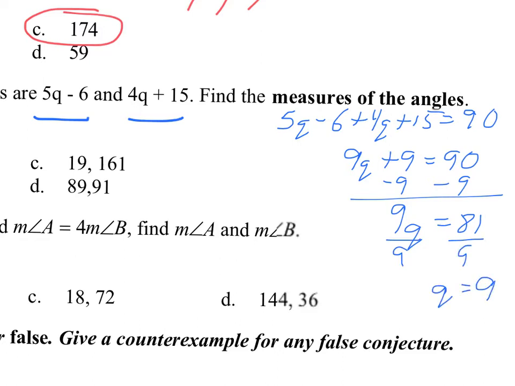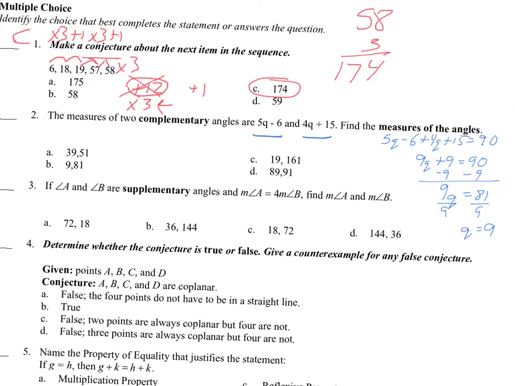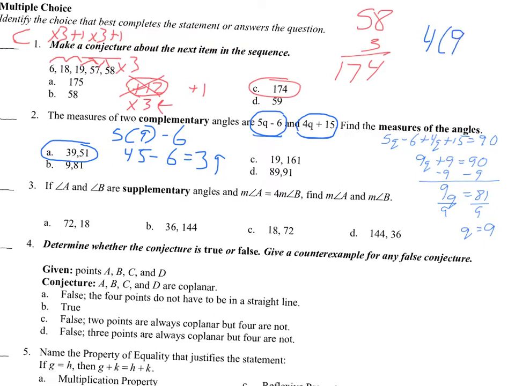Now be careful here because it says find the measure of the angles. That means if q equals 9, we're going to plug it back into each of these to find the measure of each angle. So 5 times 9 minus 6, that would be 45 minus 6, which is 39. Well, A is the only one with 39. But if we did that to the other one, 4 times q, which is 9, plus 15, 36 plus 15 is 51, so yes, A is my answer in that case.